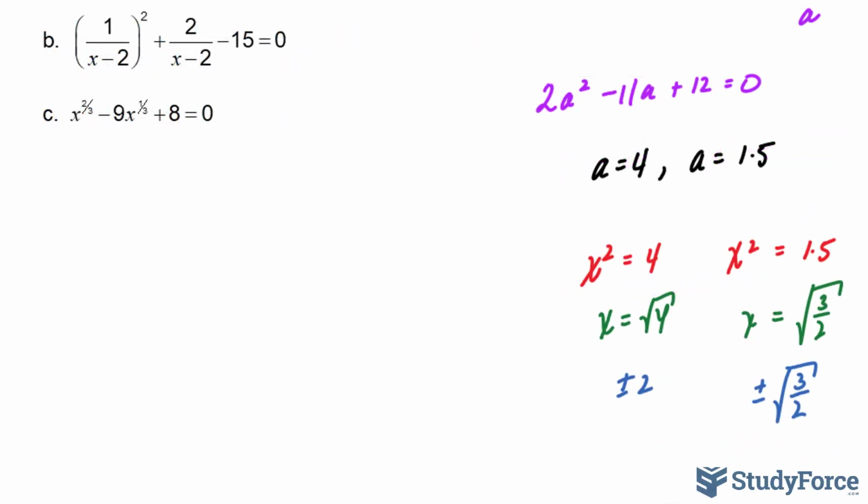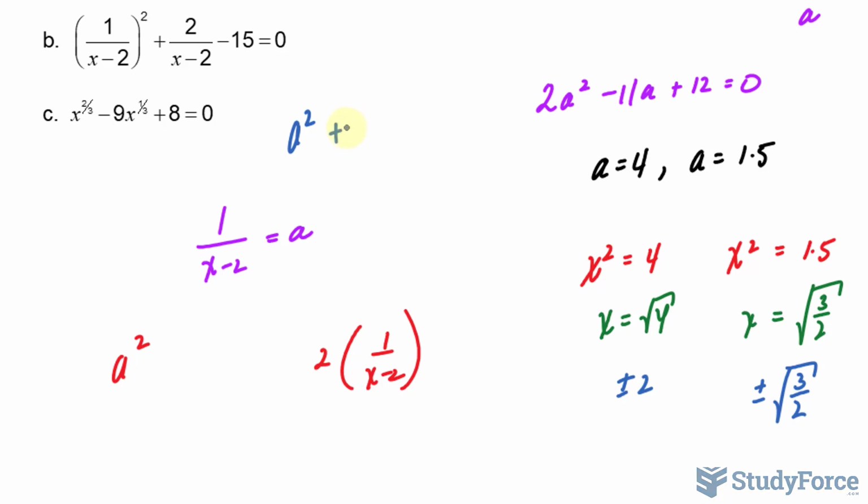What we can do again is make 1 over x minus 2 equal to a. That will take care of this part. That becomes a squared. And over here, we can rewrite it as 2 bracket 1 over x minus 2. It's the same thing mathematically. This will make this equation become a squared plus 2 times a minus 15 is equal to 0. Once again, you find out what your a value is using any technique for quadratics and substitute it back into here and solve for x. This time you'll only get 2 solutions.